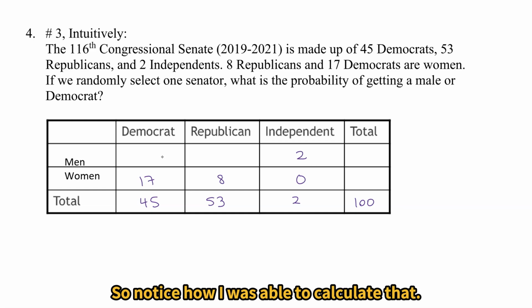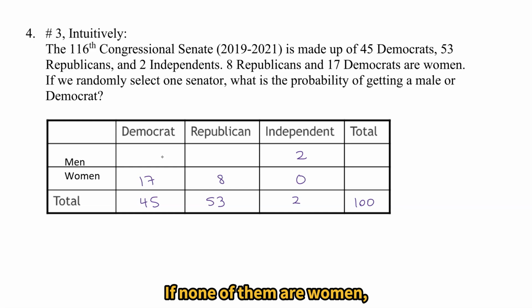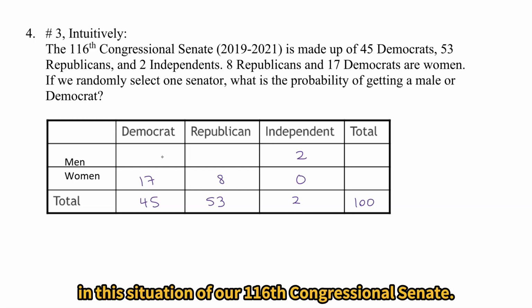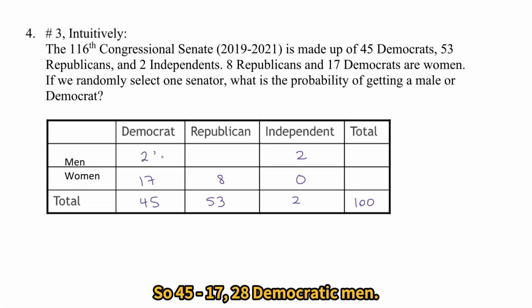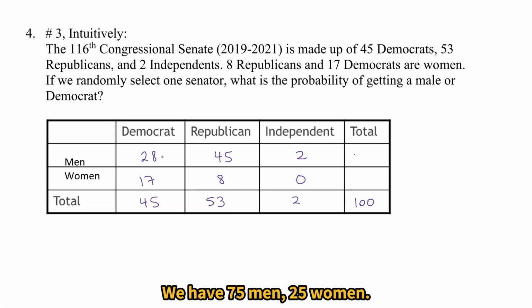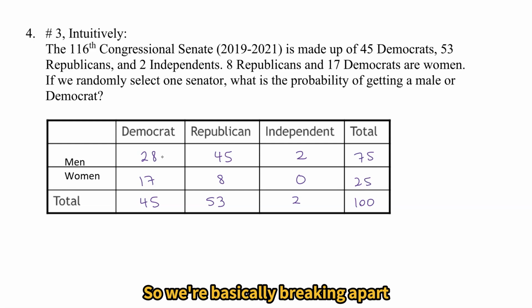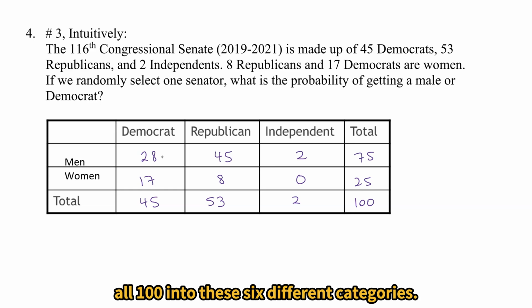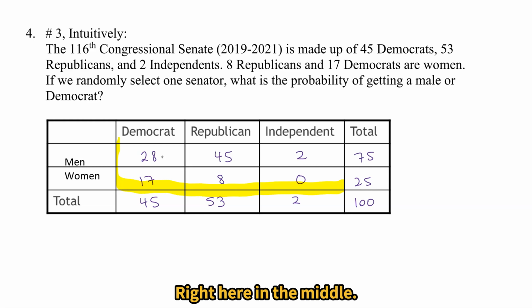So notice how I was able to calculate that. If none of them are women, the rest of them must be men in this situation of our 116th Congressional Senate. So 45 minus 17, 28 Democratic men, 53 minus 8 will give us 45 Republican men, and then we can add across to get our totals. We have 75 men, 25 women. So we're basically breaking apart all 100 into these 6 different categories right here in the middle, okay?